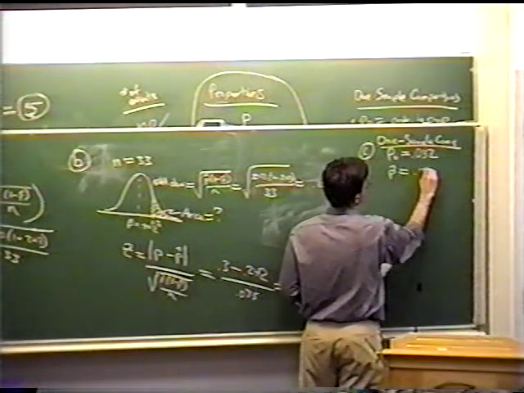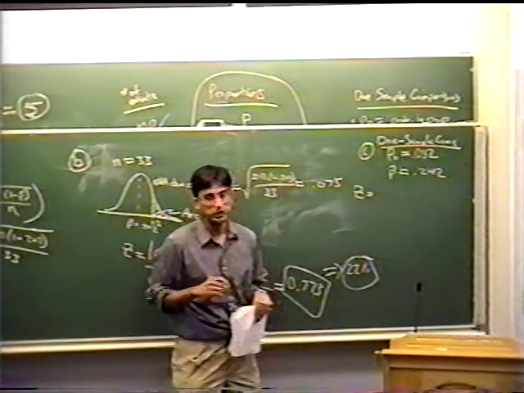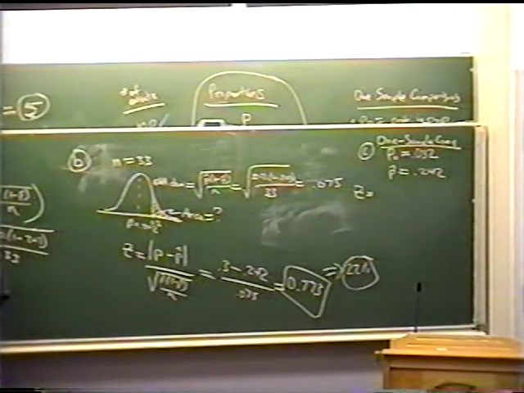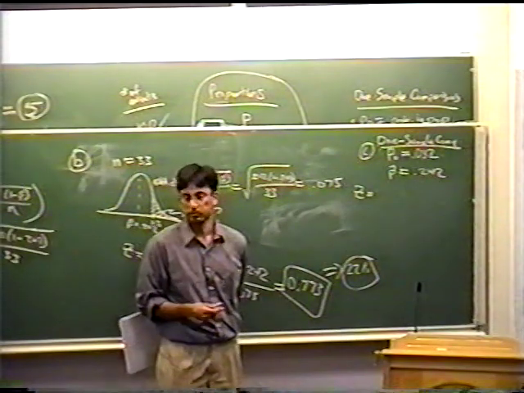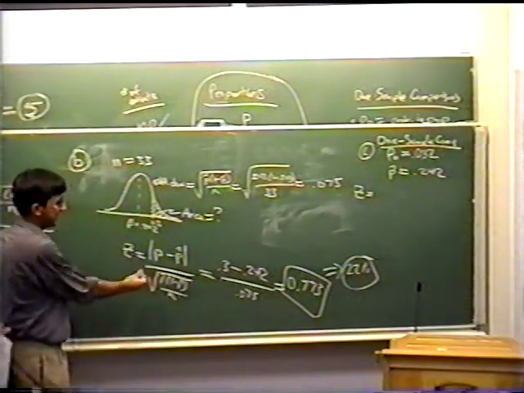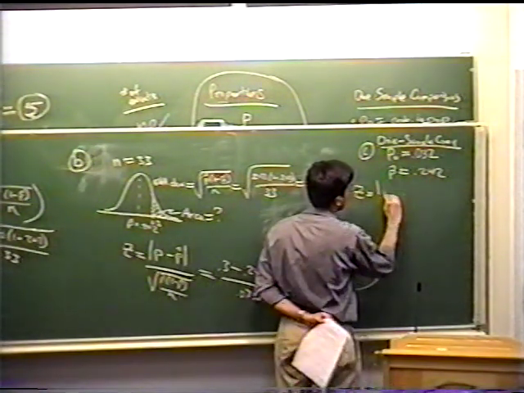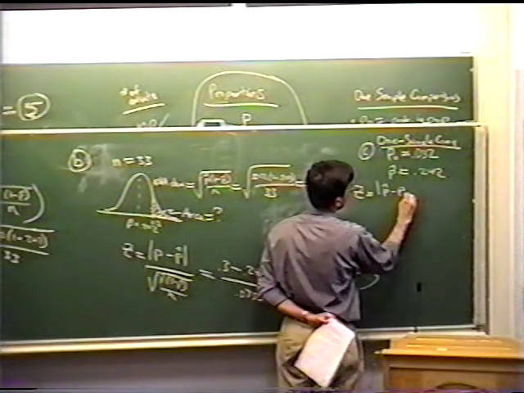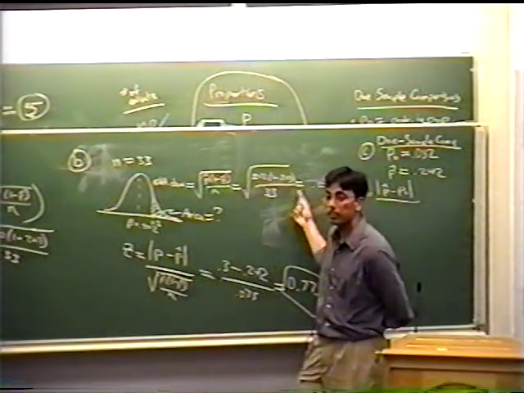Where P is 0.242 and our Z, what's the equation for our Z? It's behind me. There you go. That's our equation for our Z. Which standard deviation are we going to use? Are we going to use the 0.075?